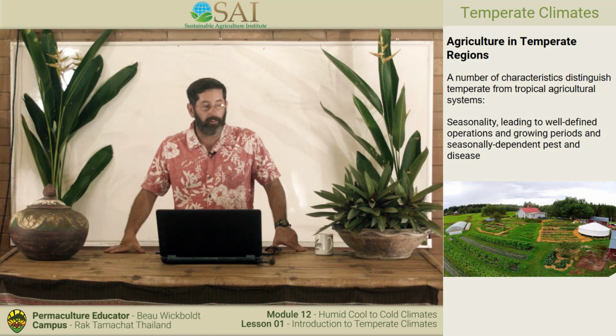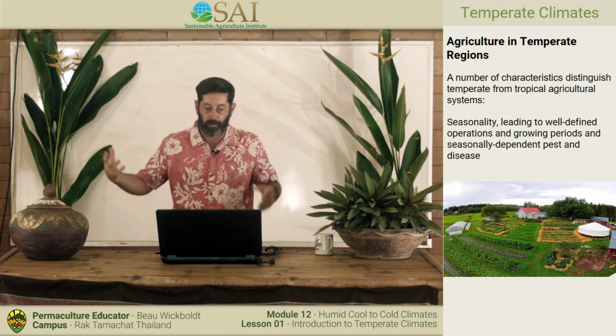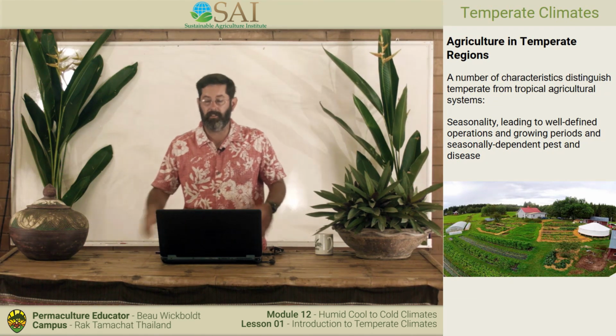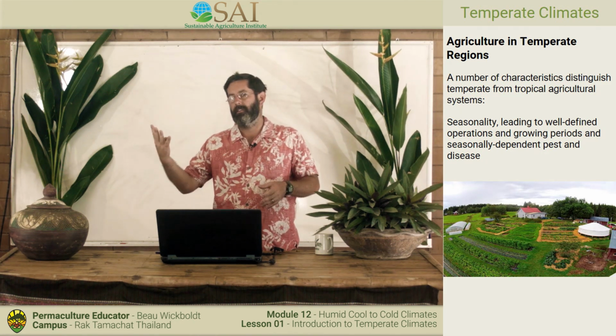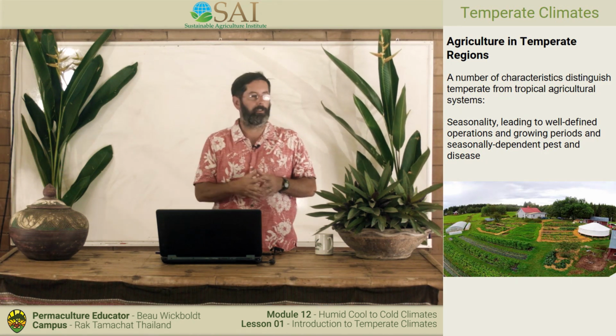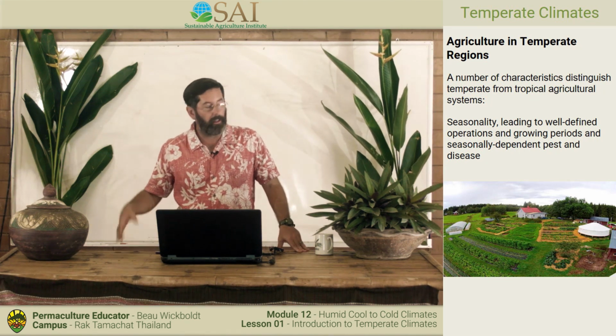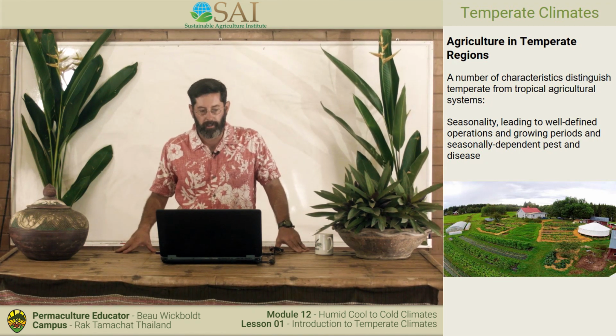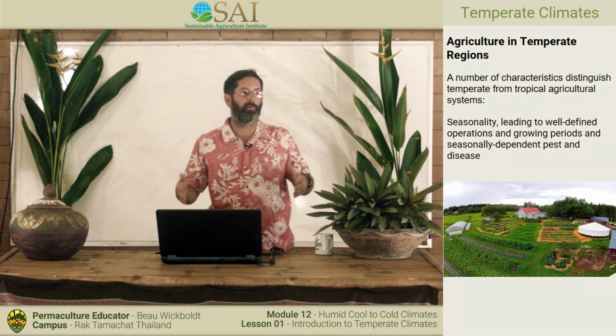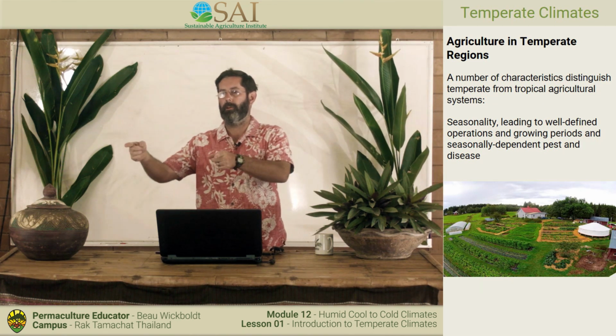A number of characteristics distinguish temperate from tropical agricultural systems, starting with seasonality. You're going to get four seasons, where here I'd pretty much describe it as hot, hotter, and hotter, right? And that's our one season. That leads you to well-defined operations and growing periods, so you're going to have more organization around specific growing periods.